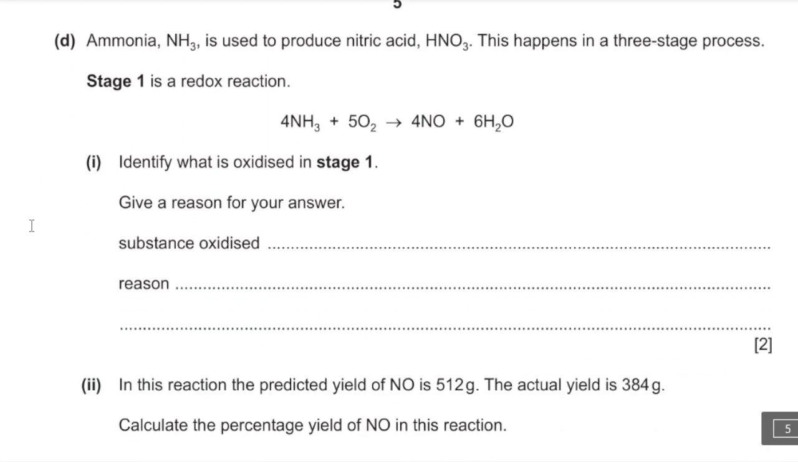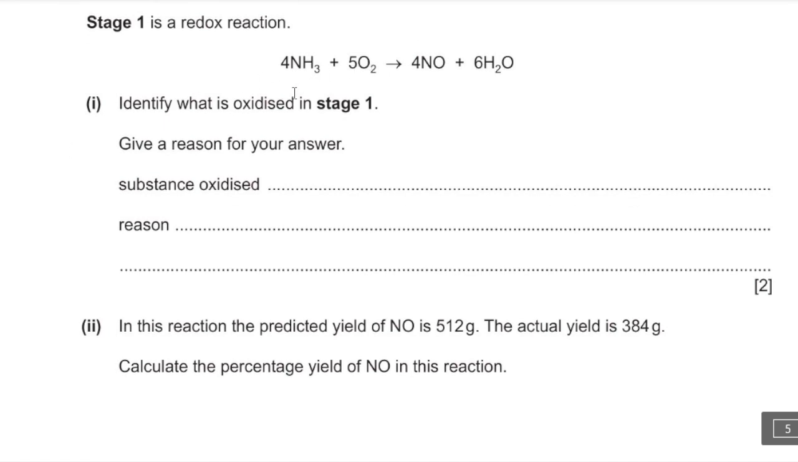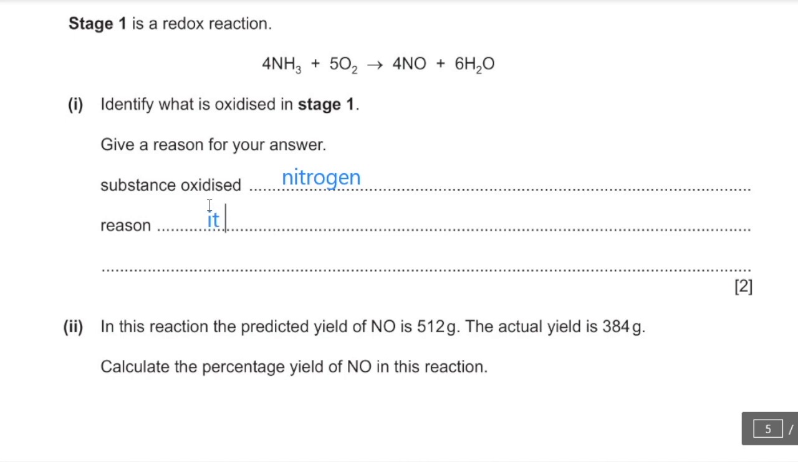D. Ammonia is used to produce nitric acid. This happens in a three-stage process. Stage 1 is a redox reaction. 1. Identify what is oxidized in stage 1. So here you can consider either gain of oxygen or loss of electrons, since both of them are taking place over here. Give a reason for your answer. Alright, so we're supposed to be recognizing the substance which is oxidized. In this case, nitrogen is gaining oxygen. So I'll mention nitrogen over here. And the reason is that it gains oxygen.